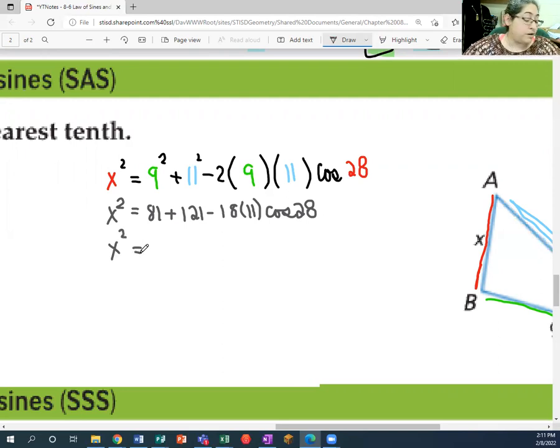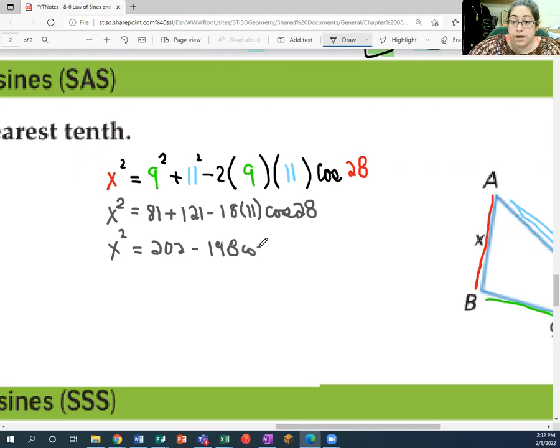All right, so I've already squared everything. I'm now going to add. I do not know how to do 81 plus 121 in my head. My answer is 202. And now I'm going to go ahead and multiply the 18 and the 11 together. And I get 198 out of my calculator.